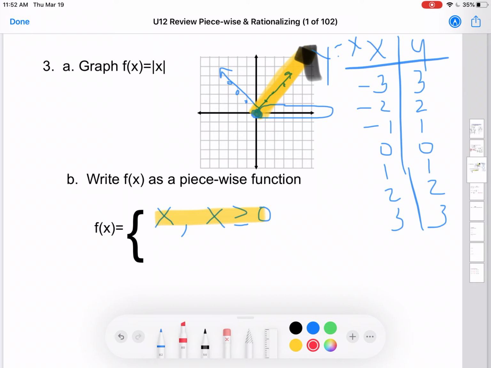Okay, now let's do the other part of the function. What is the equation of this line? The equation of that line is negative x. And x is less than 0. If I were to look at the domain, I'm going this direction now. So this piece right here represents the red line. And it's just an equation of a line.